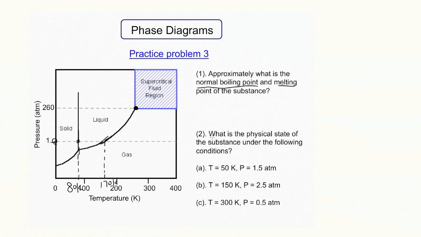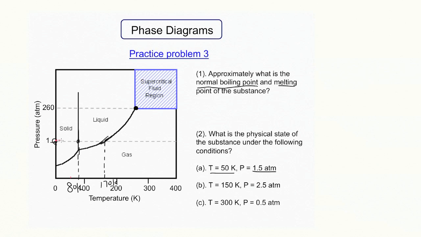Alright, now the second question, what is the physical state of the substance under the following conditions? A. When temperature is 50 K and the pressure is 1.5 atm, what's the state? Solid, liquid, or gas? Let's work on this. Let me change the color of my pen so I can use a different color for this question. 50 K is somewhere here. And 1.5 atm, that is a little bit higher than 1 atm.